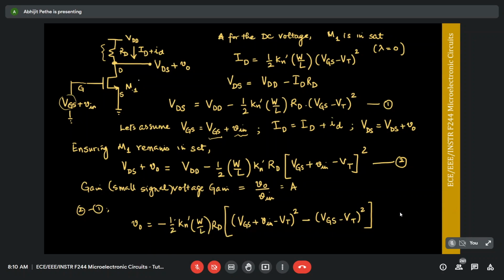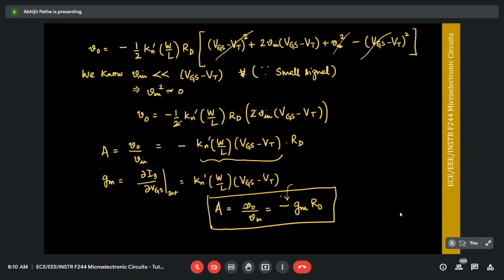And so what you're seeing essentially is that when Vin is positive, Vout is going to be negative in the way we have connected this transistor. That is because when you increase your gate voltage, your current increases. Because of that, the drop in RD increases, and hence this voltage is going to go down. So that is the first thing you see: this negative sign means that V0, or the voltage at the drain, reduces when the gate voltage increases.